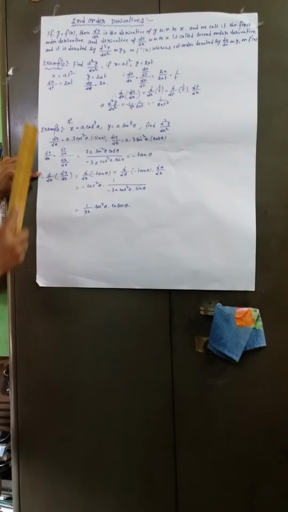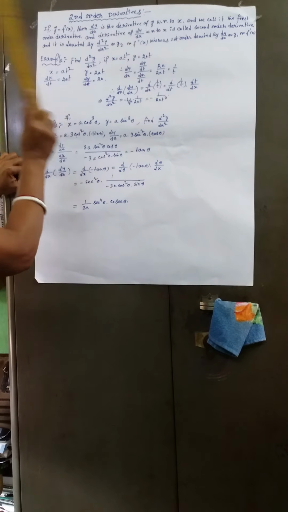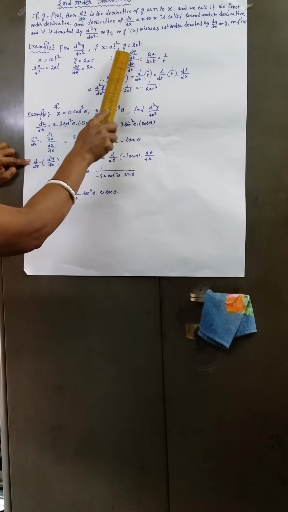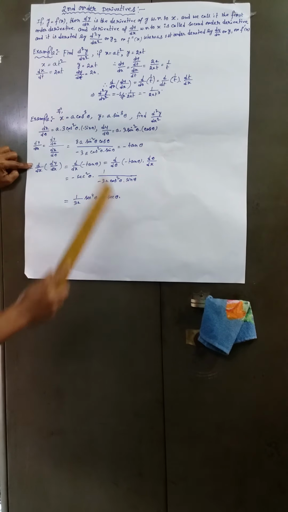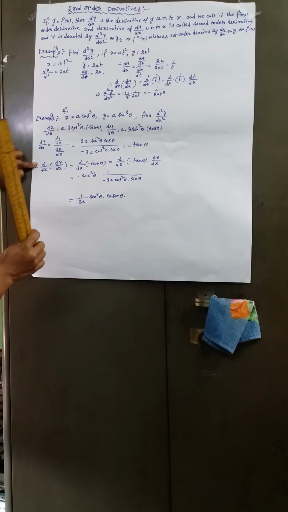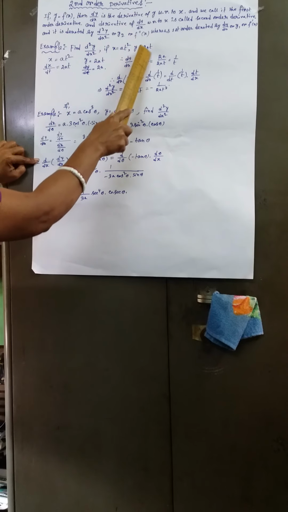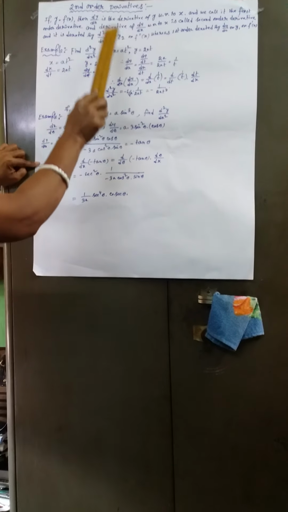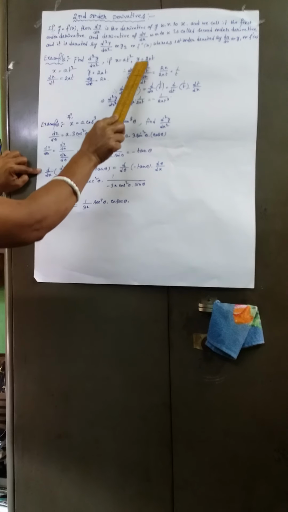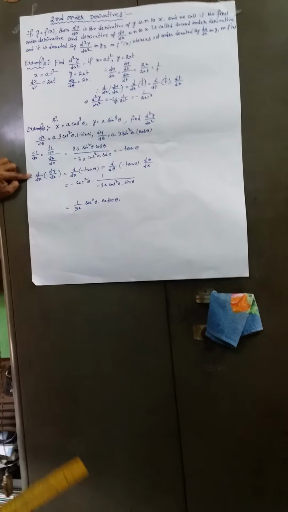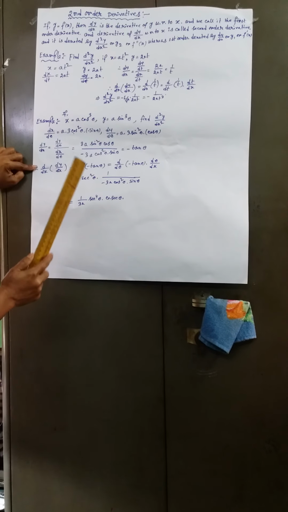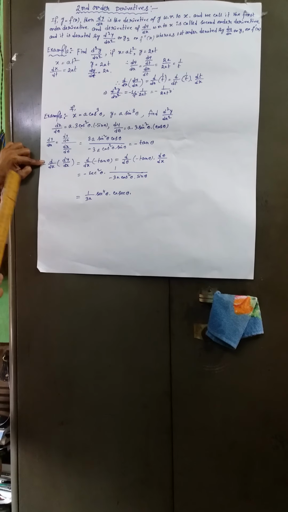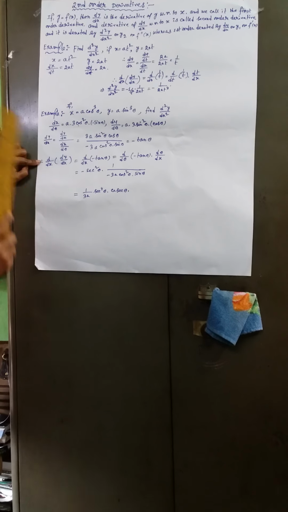Now the example. Find d2y/dx2, that is second order derivative, if x equal to a t square, y equal to 2 a t. Now this is the parametric form. Why is it called parametric? Because except x and y there is another parameter, that is t. So we have to find out the second order derivative, that is d2y/dx2.